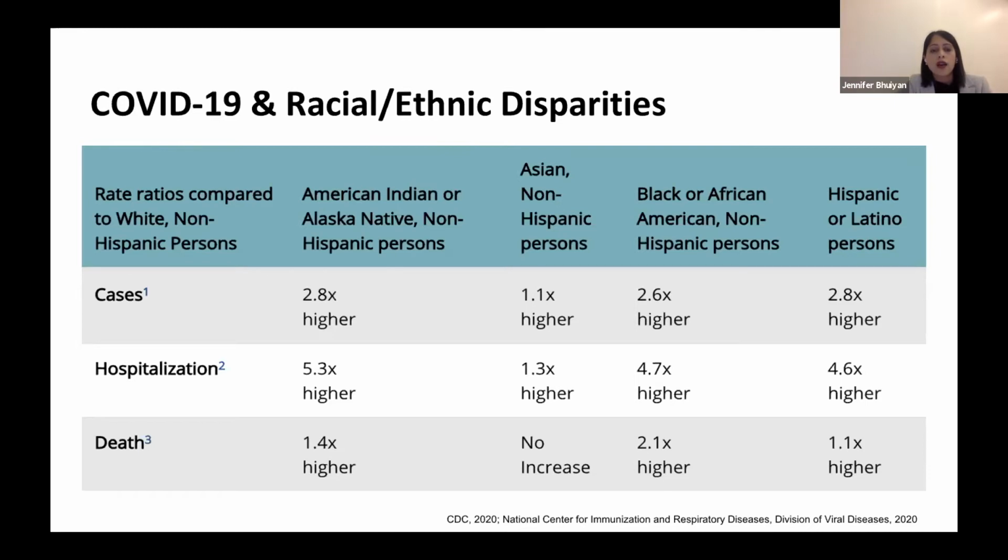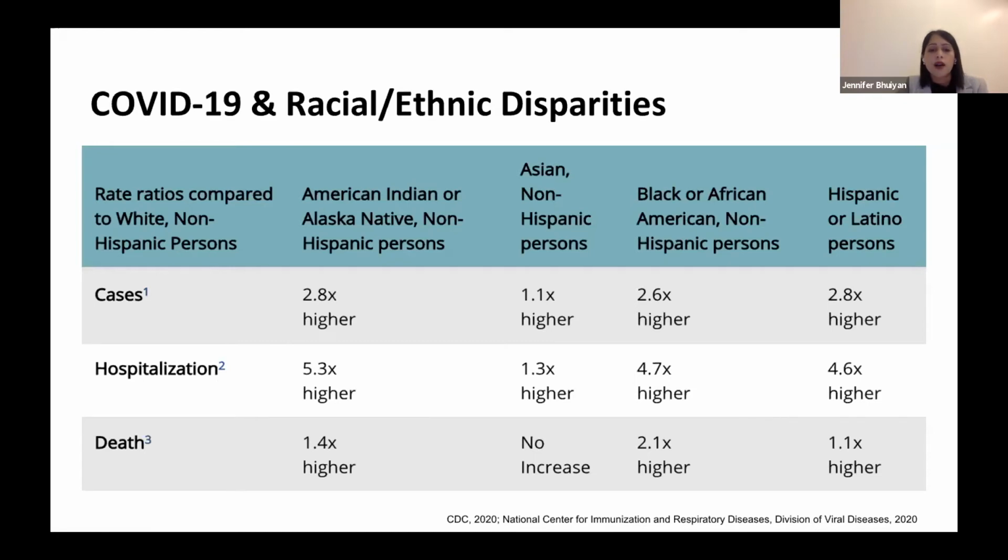That shows the rate ratios of cases, hospitalizations, and deaths among Black, Indigenous, and persons of color compared to white non-Hispanic persons. And you can see across all communities that the rates of cases, hospitalizations, and deaths are much higher compared to white non-Hispanic persons. And on a note, among Asians in this graphic here, you'll see that there's actually no increase in death compared to white non-Hispanic persons, but more recent data is actually showing that that is not the case.